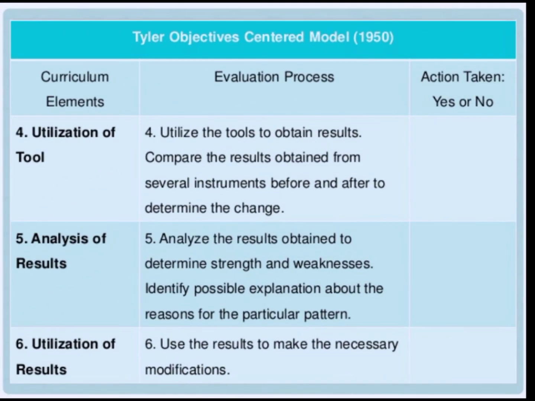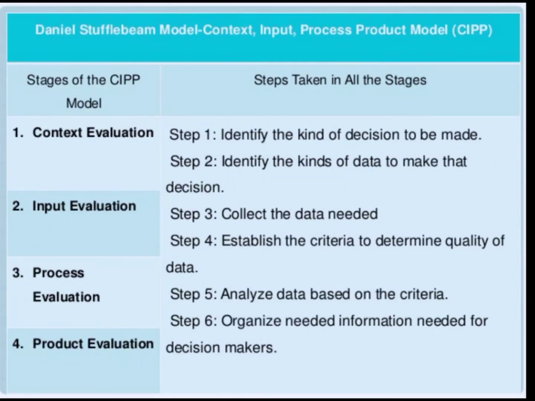These are the example of Taylor Objective-Centered Model in 1950. So, the next model is Daniel Stufflebeam's Context, Input, Process, Product model, or CIPP. So, the stages of the CIPP model. Therefore, stages of program operation. This includes context evaluation, input evaluation, process evaluation, and the product evaluation.